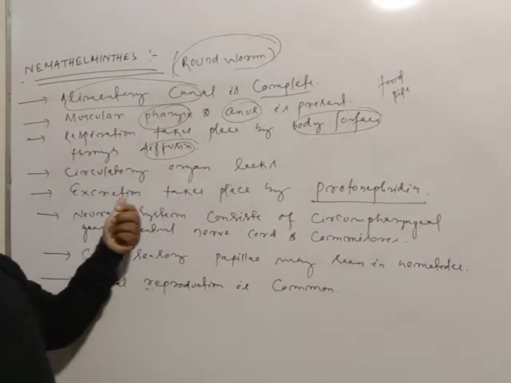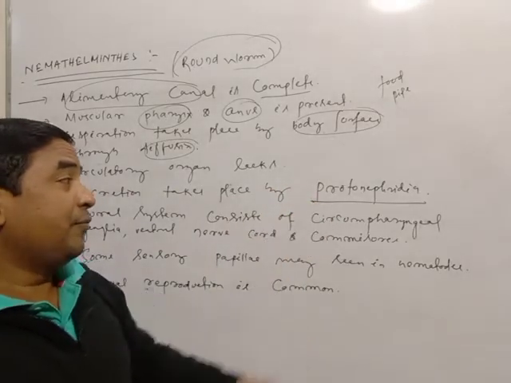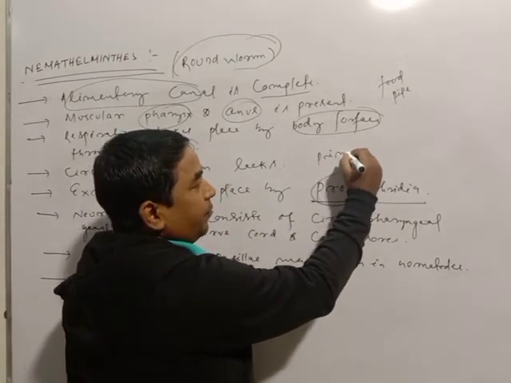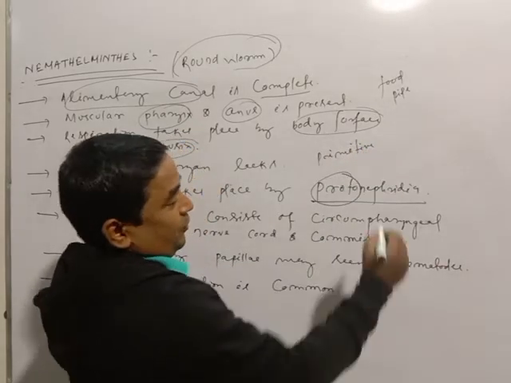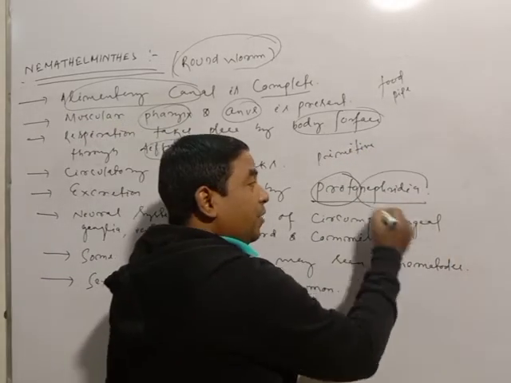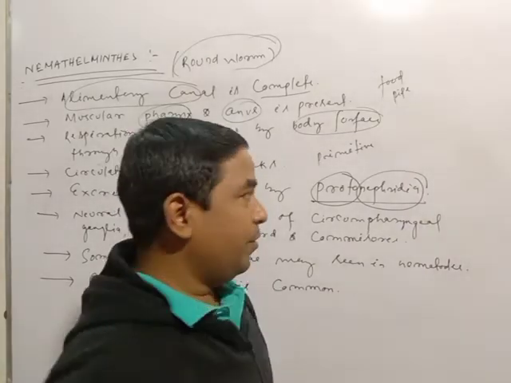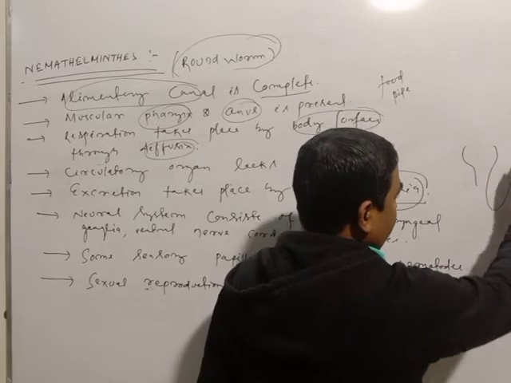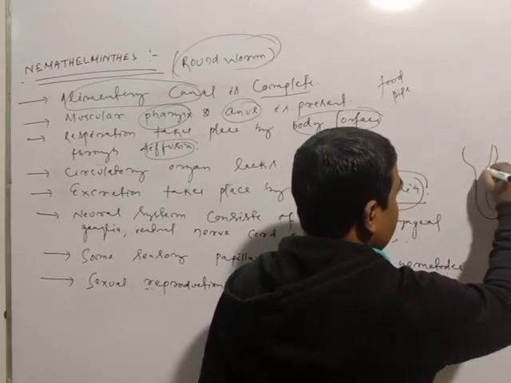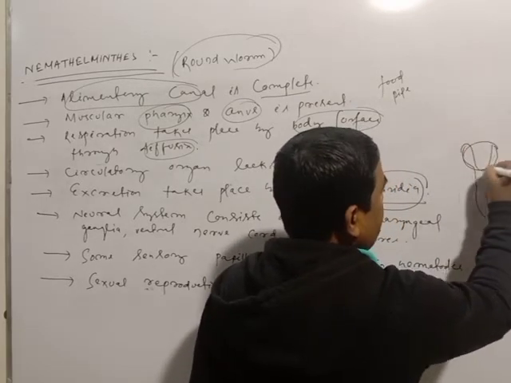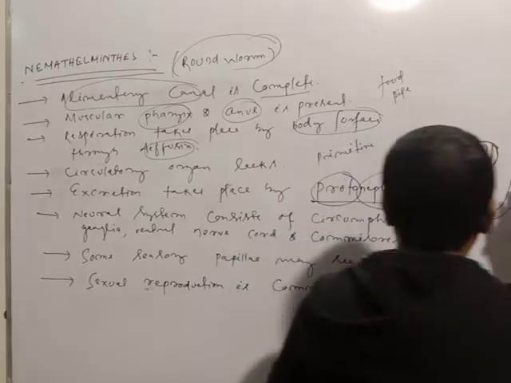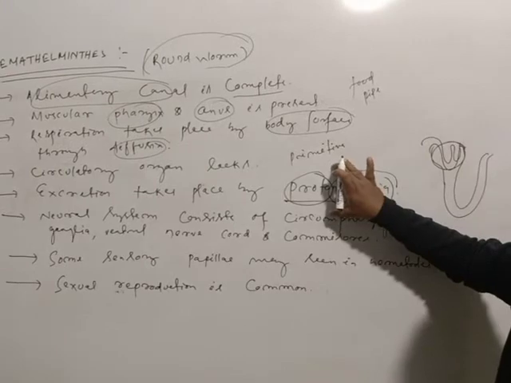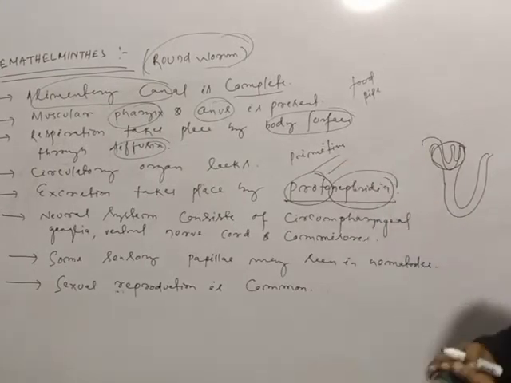Now, excretion takes place by protonephridia. Proto means primitive, first, and the term nephridia is derived from nephron. You might have seen in your lower classes this type of structure, having Bowman's capsule, glomerulus, etc. So this is seen in higher organisms, and here it is in primitive form.